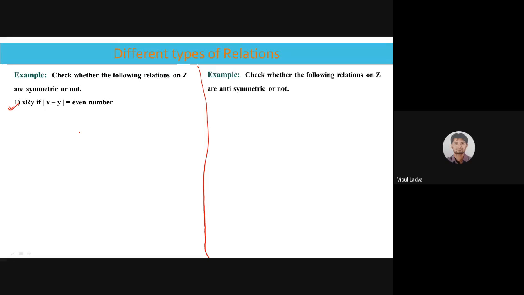I'm waiting. You may take 1 or 2 minutes. You have to verify with one or two different elements. Take one positive integer, take one negative integer, take 0 even, and verify whether you're able to find this or not. I'm waiting for a reply on the chat box for the first question.